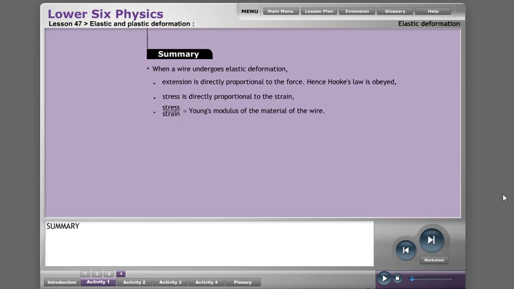Summary. When a wire undergoes elastic deformation, extension is directly proportional to the force. Hence, Hooke's law is obeyed. Stress is directly proportional to the strain. Stress over strain equals Young's modulus of the material of the wire.